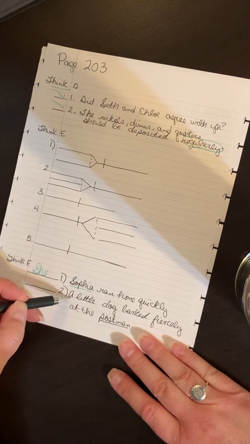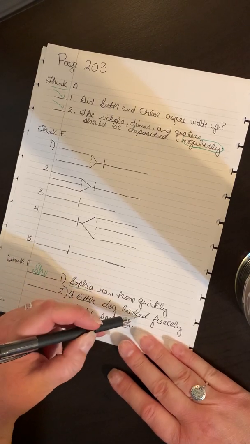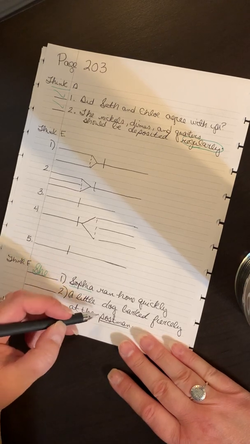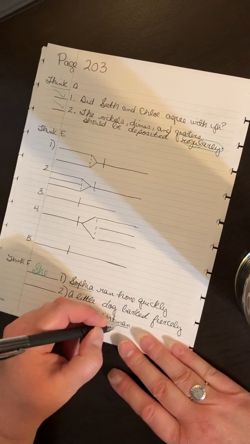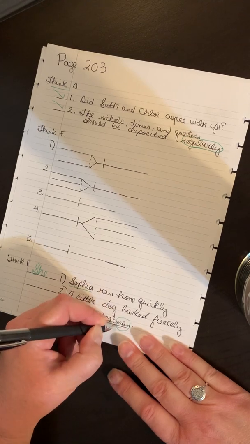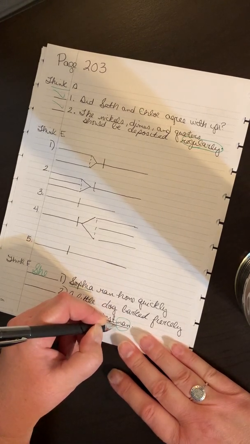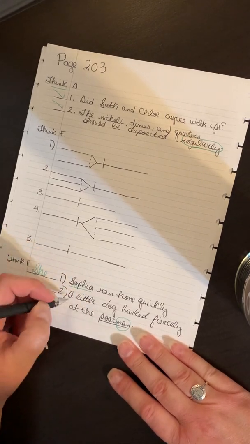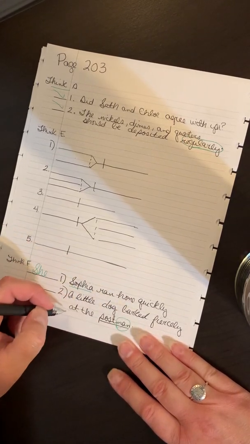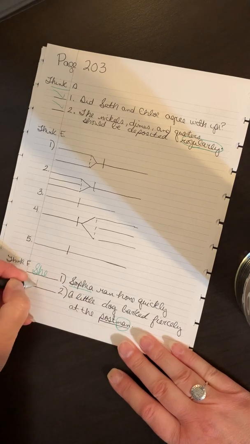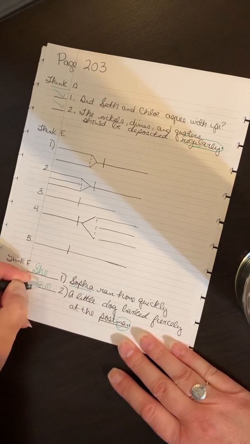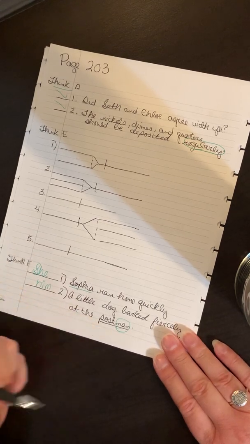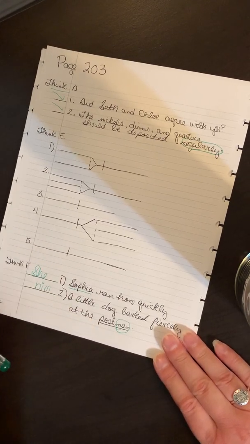Now, number 2, it says a little dog barked fiercely at the postman. Postman. Man. That lets us know that's male. So, a little dog barked fiercely at him. So, yes, we would take away "the postman," and it would simply get "him."